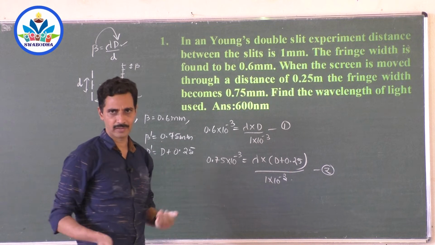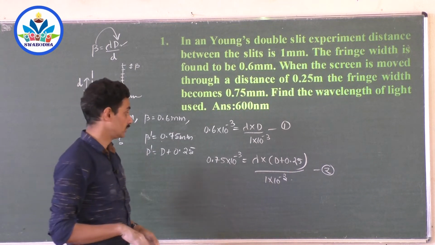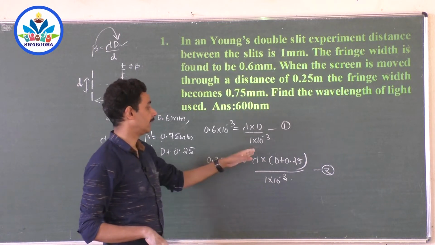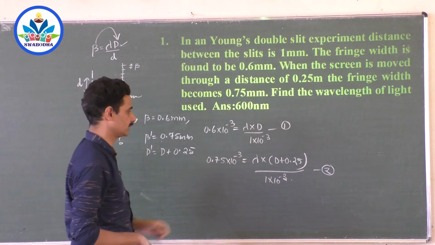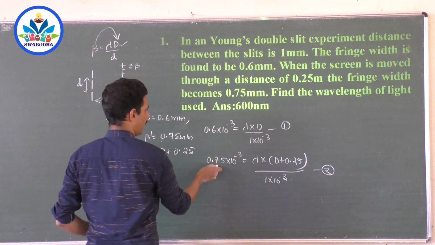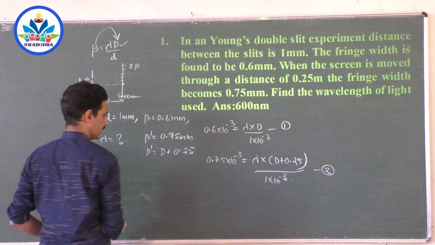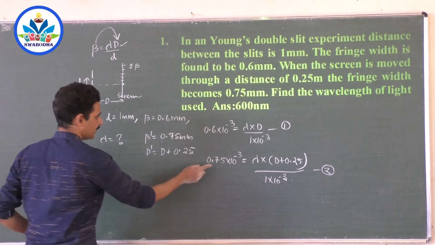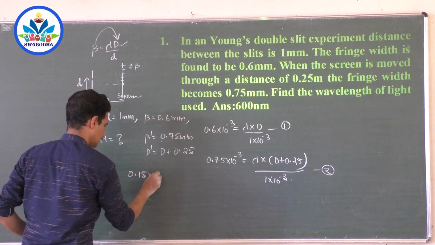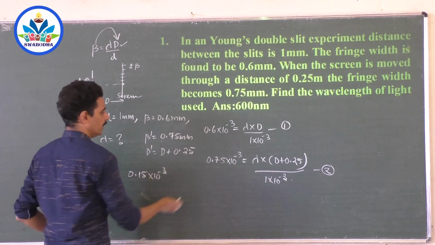That is not wrong, it is correct. But instead, you can do that. You can subtract them so that you will get lambda directly. D gets cancelled when you subtract them. So, how to subtract this? This minus this. 0.75 minus 0.6. How much will be remaining? 0.75 minus 0.6, 0.15 into 10 to the power minus 3.